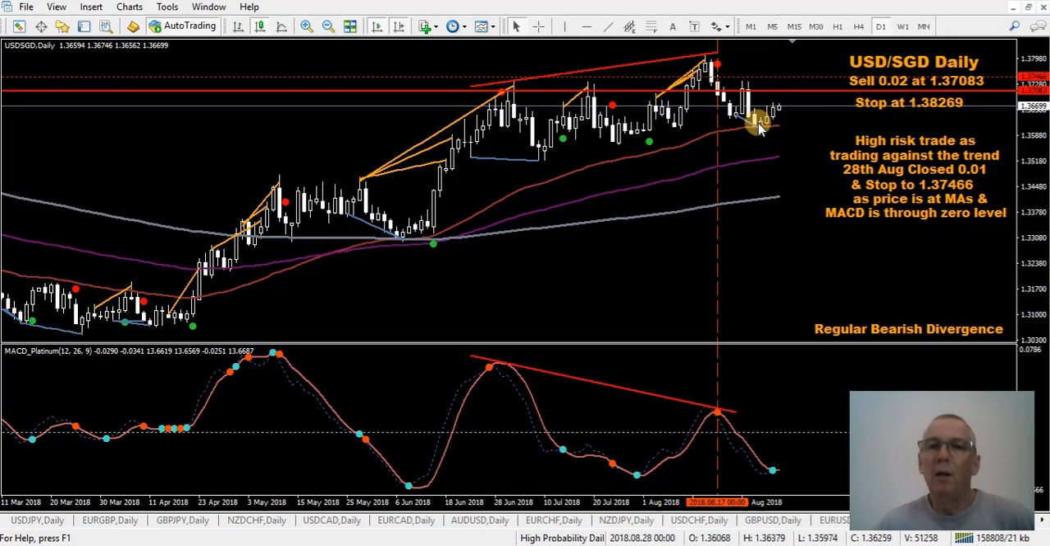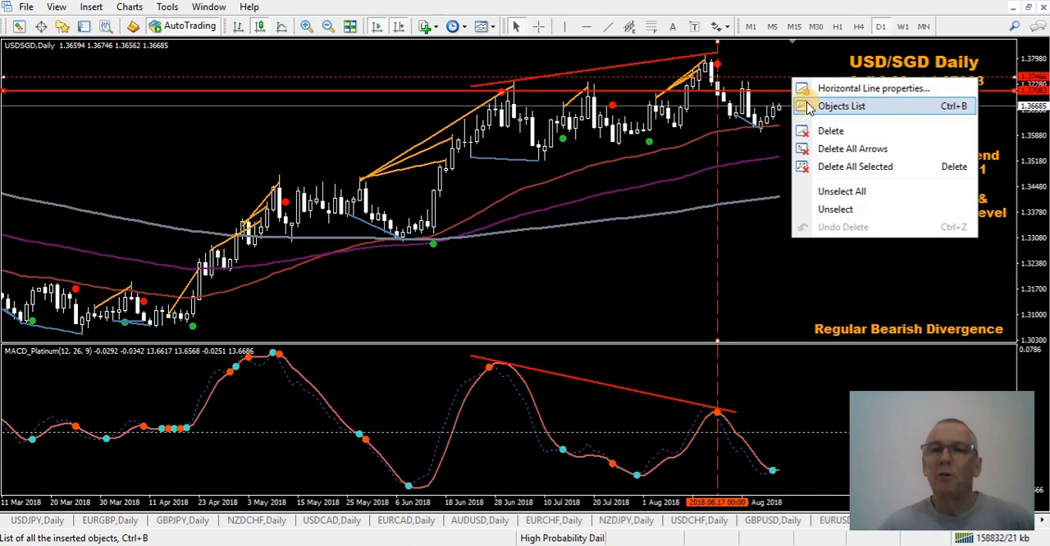USD Singapore dollar was in a sell, already closed half, and it got down near the MAs. And this morning I decided to close the other half. There's a blue dot in the MACD platinum below the zero level, and price has sort of bounced. Looks like it's bouncing off the 50 EMA, so I'm just not going to risk it. Decided to close that remaining half, so overall small profit. No longer in the sell trade on the USD Singapore dollar.